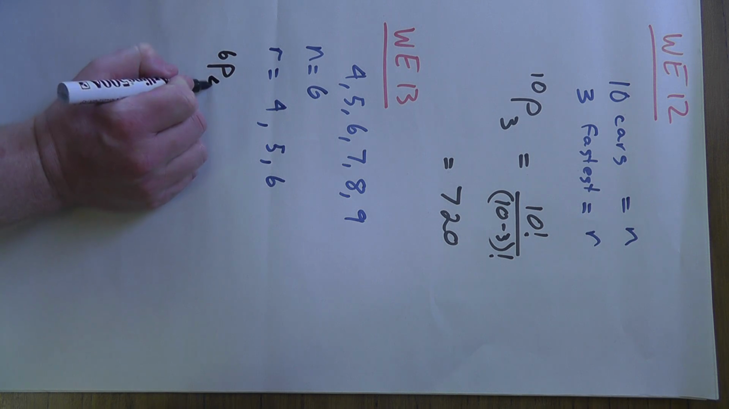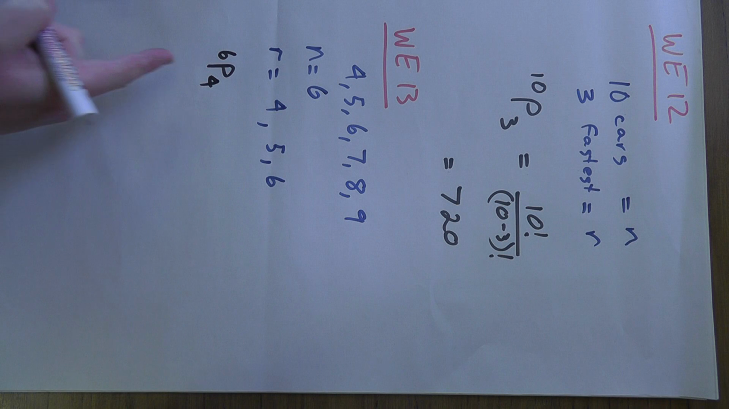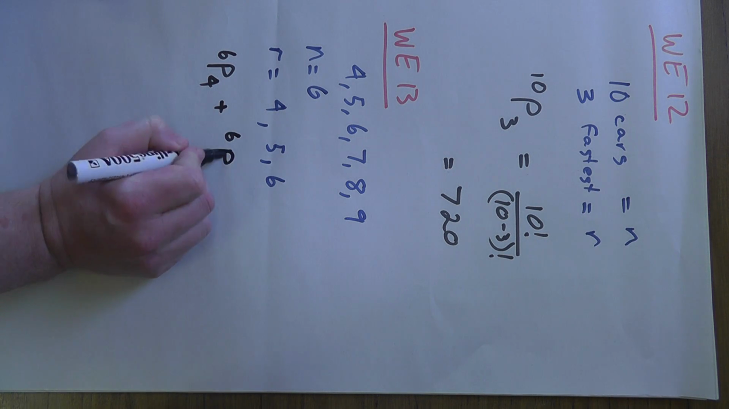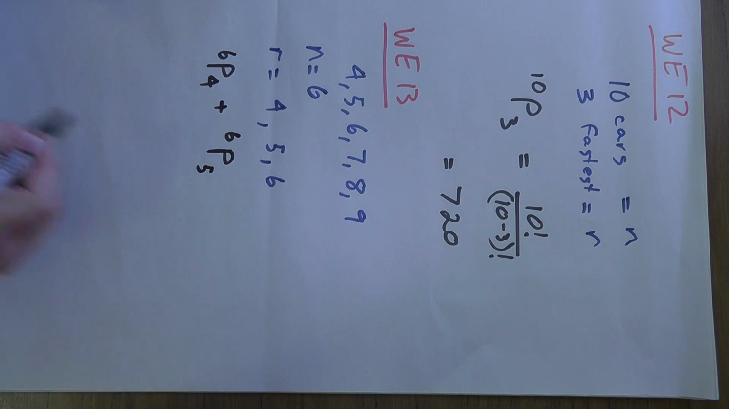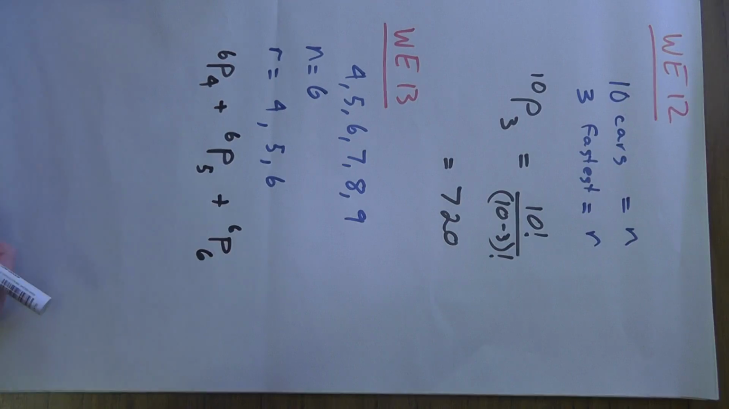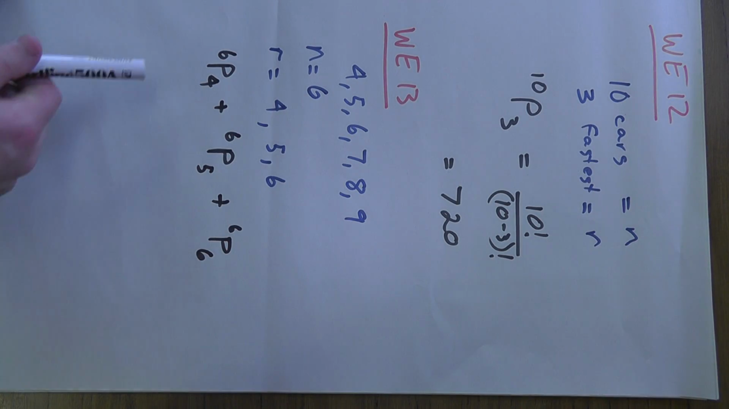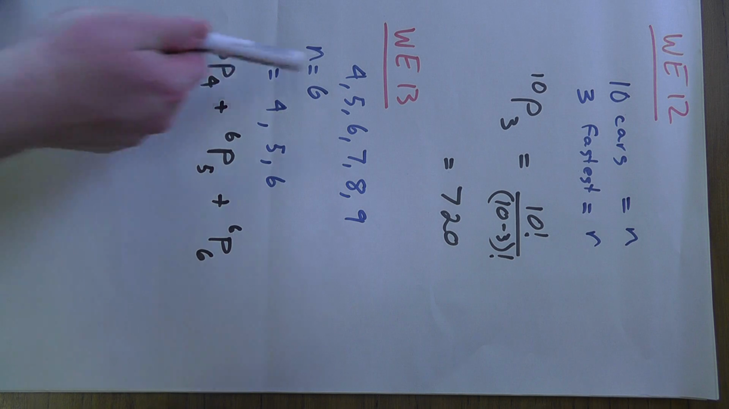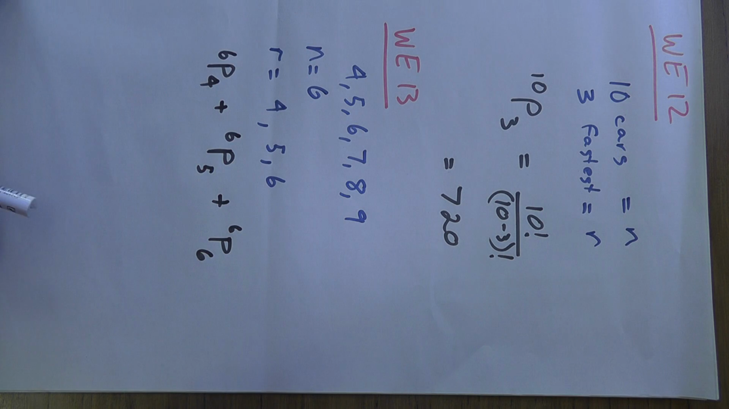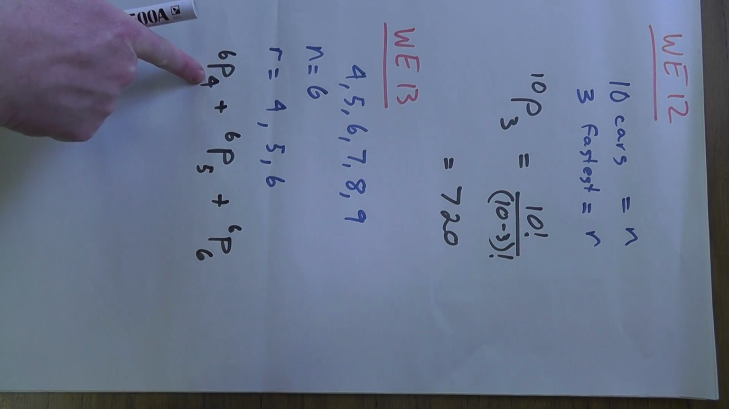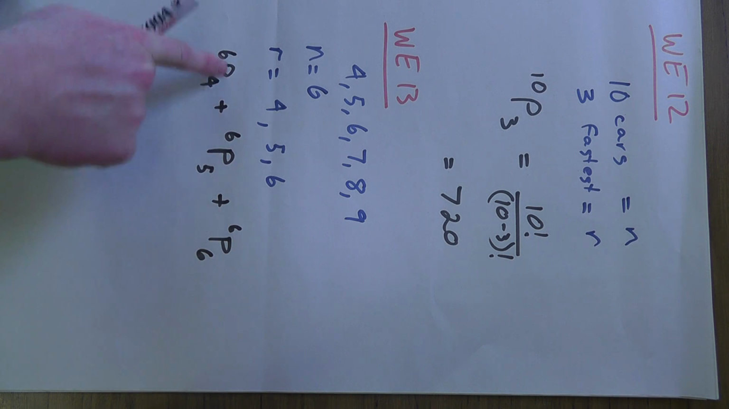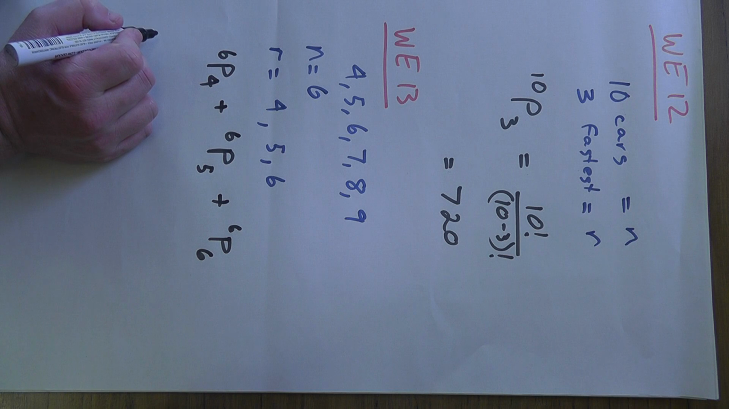We're going to have 6p4 for the 4-digit numbers, plus 6p5 for the 5-digit numbers, plus 6p6. So a 4-digit number could be 4,567, it could be 9,876, doesn't really matter. Groups of 4 numbers, groups of 5 numbers, groups of 6 numbers, and I'm choosing from 6. Now you can plug this into a calculator.